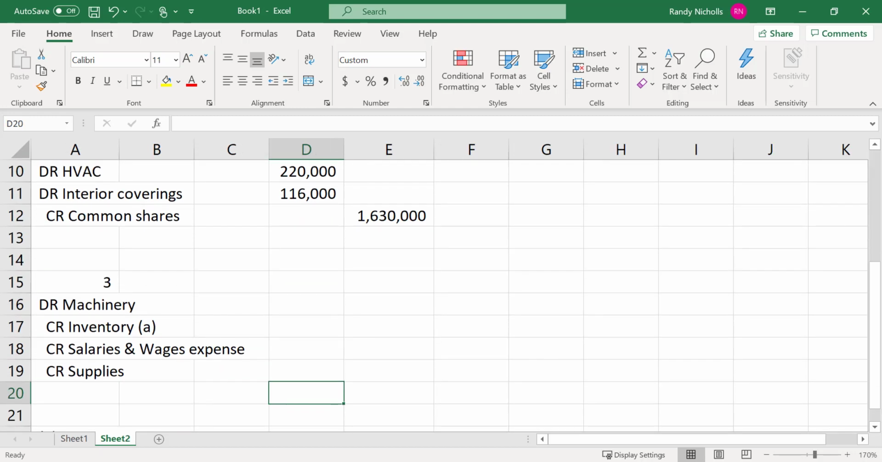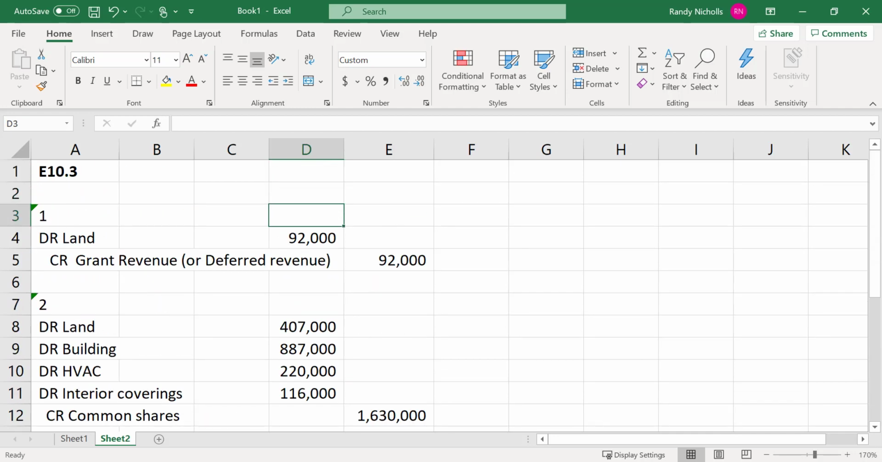10.3, same kind of idea. I just wanted to spend a little time on one, but quick review. We want journal entries. The first one's a grant, right? The City of Pavement gives the companies 5 hectares for land.